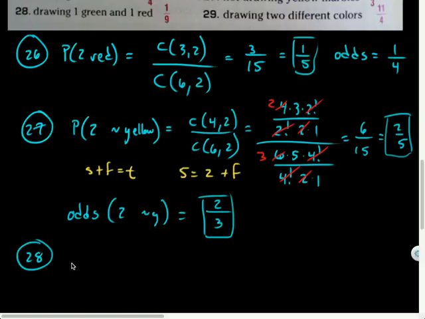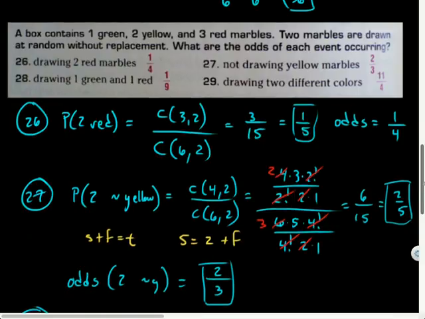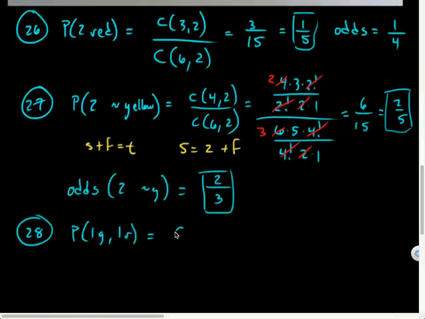Drawing 1 green and 1 red. So probability of 1G, 1R. How many green ones were there? There's 1. Red ones, there's 3. So the number of successful ways would be combo 1, 1, selecting 1 from the greens, times combo 3, 1, selecting 1 from the reds, of which there was 3.